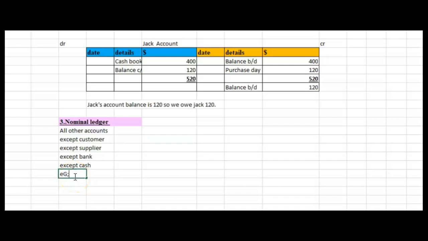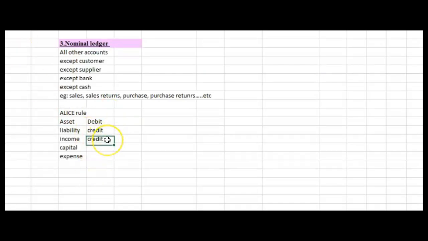To help you decide whether an entry should be a debit or a credit, here is a simple rule you can use. Assets and expenses are debited, while liabilities, income, and capital are credited. You can use this rule to post transactions to the correct side of the ledger accounts.